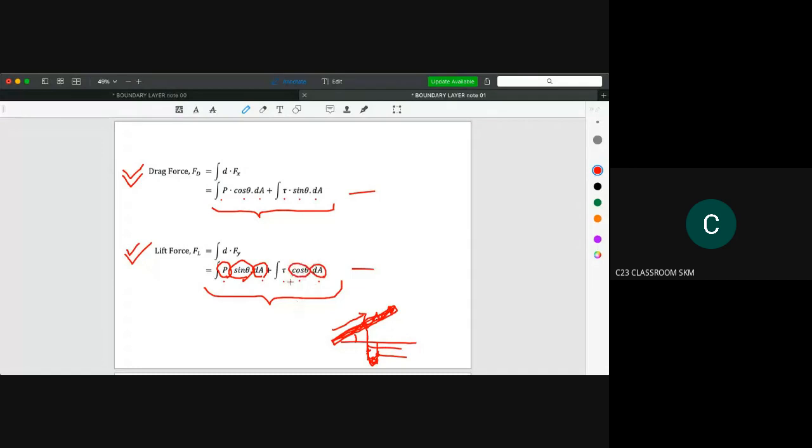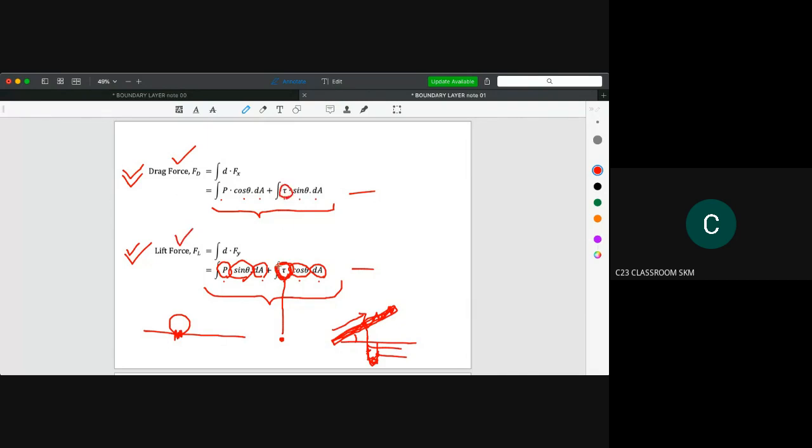So the problem is how to calculate the value of shear stress. We cannot directly measure the value of shear stress. Why? Because shear stress actually depends on how strongly these molecules stick on this surface. It is a very micro world, and it is very difficult to measure this value of shear stress. So the value of tau here remains difficult to get, which means we cannot solve the drag force because we don't know the value of shear stress.